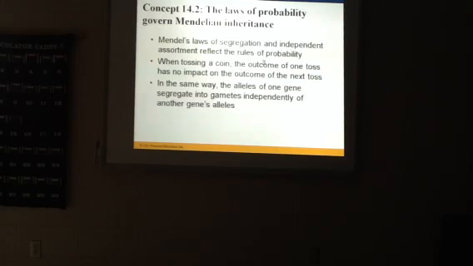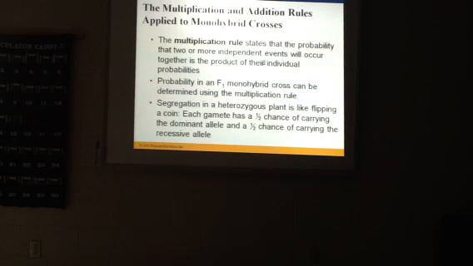When tossing a coin, the outcome of one toss has no impact on the outcome of the next toss. In the same way, the alleles of one gene segregate into gametes, or sex cells, independently of another gene's alleles. They don't have an outcome on one another. The multiplication and addition rules apply to monohybrid crosses.